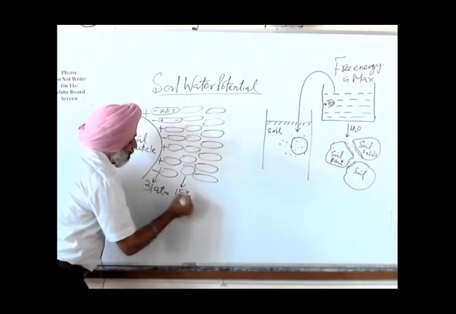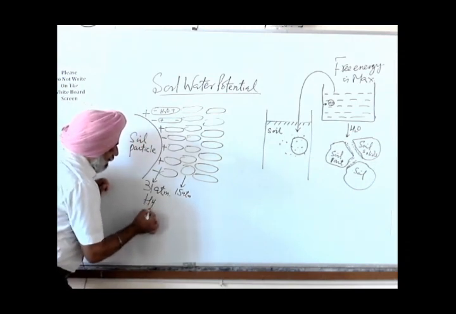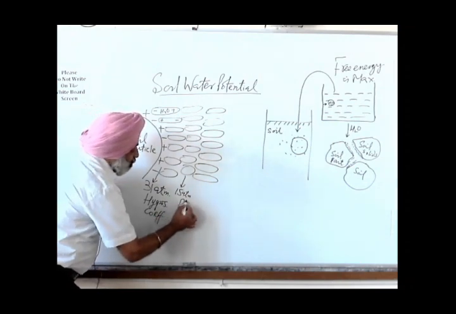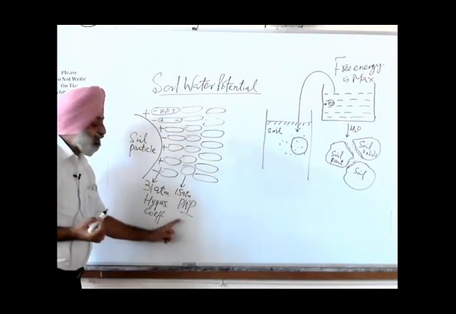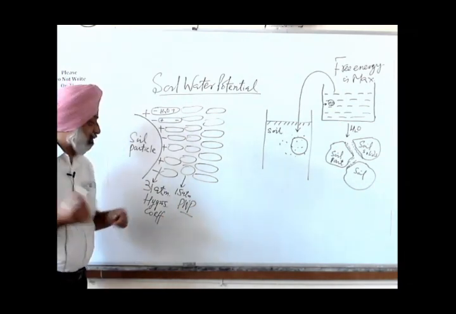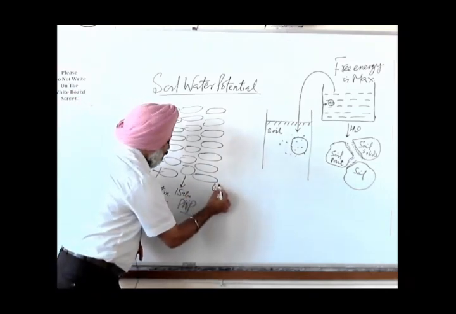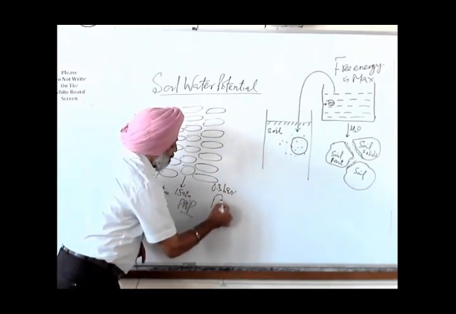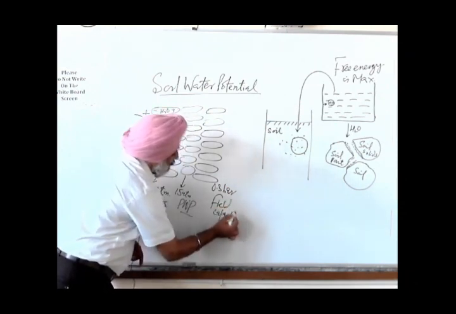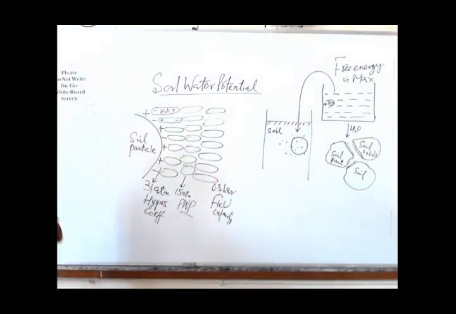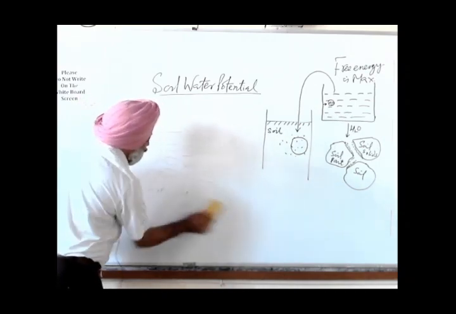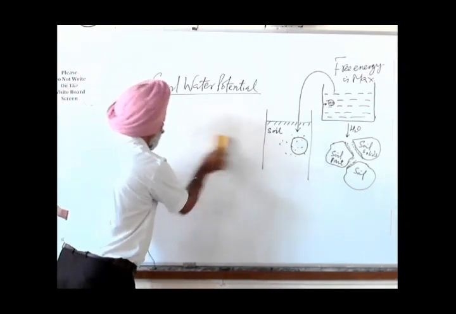Then you have 15 atmospheres. We call this water hygroscopic coefficient. We call this water permanent wilting point. If the water in the soil reduces to this level, then the plants will permanently wilt. Then you have 0.3 bar, what we call field capacity. So this is the amount of water present in the soil which is available to the plants. So in this way, the water is being attracted by the solid particles once it enters the soil.